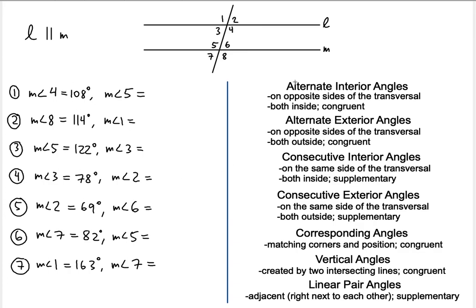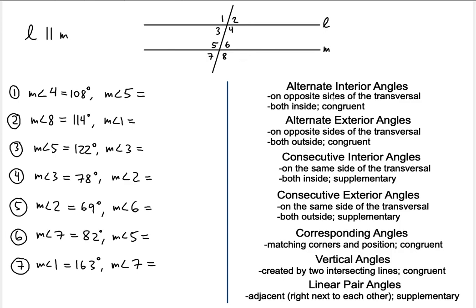So the first one that you see is the alternate interior angles theorem. Notice that most of these theorems make sense only when there's parallelism of lines L and M involved. In other words, L is parallel to M. So these two lines, L and M, are parallel, and this line that crosses these two parallel lines is called a transversal. Most of these theorems will depend on parallelism between L and M.